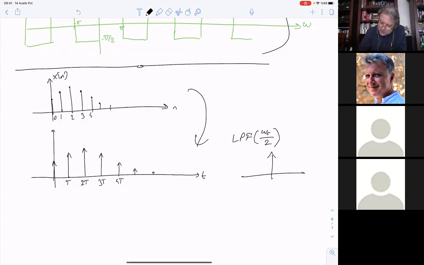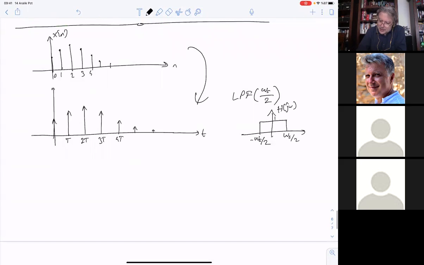So this is your low pass filter, H of j omega, that you must apply. An ideal low pass filter with cutoff frequency of omega s over 2, from minus omega s over 2 to omega s over 2, all ones. This is the low pass filter that you have to apply. Now, an interesting, fascinating thing happens in the time domain when you apply this low pass filter in the frequency domain. What is the inverse Fourier transform of this?